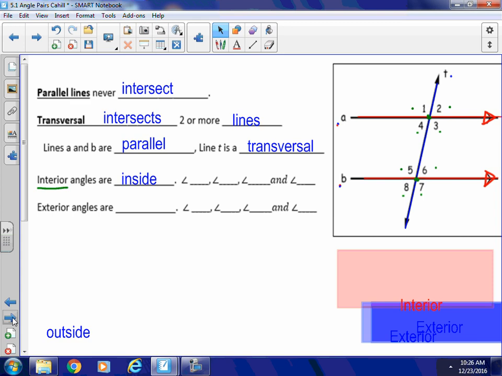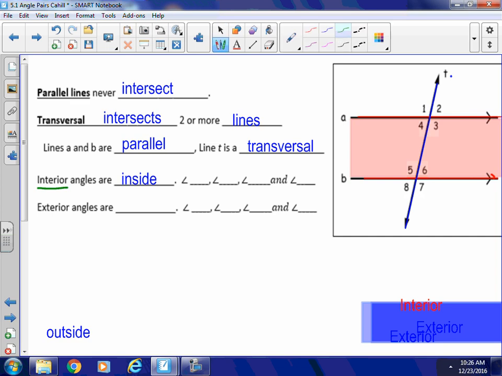If I consider my parallel lines to be my walls, on the interior would be all the angles there highlighted in red. I consider them to be protected from the wind. They're on the inside of the house, keeping warm. And those in this case would be angles 3 and 4 and 5 and 6. They're on the interior.